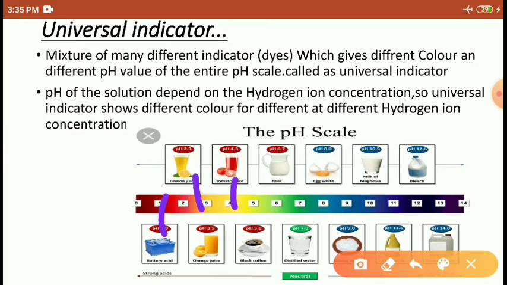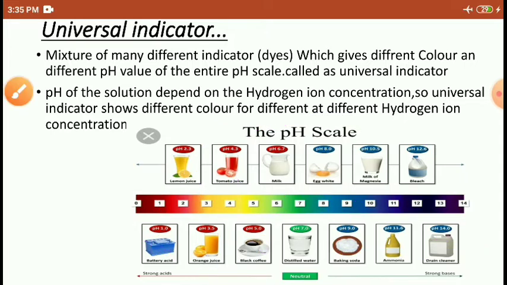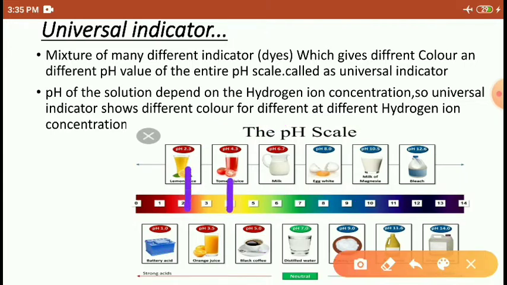So these are the pH values of the respective solutions. In all these solutions, if you add universal indicator, it gives a respective color, as mentioned here. Right, students, it gives the respective color. Understood?